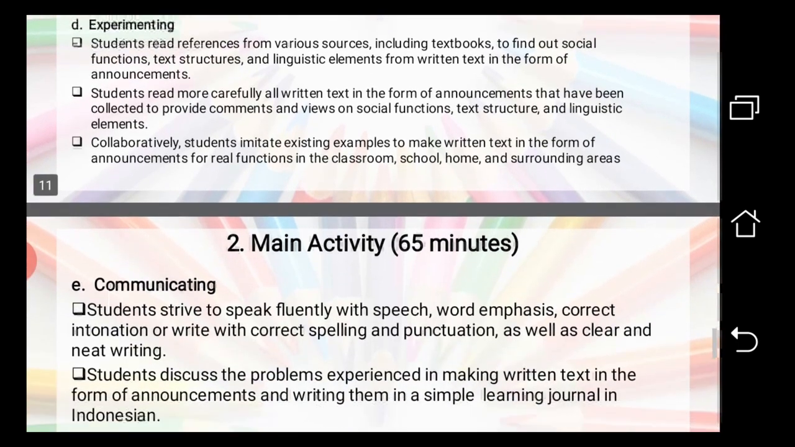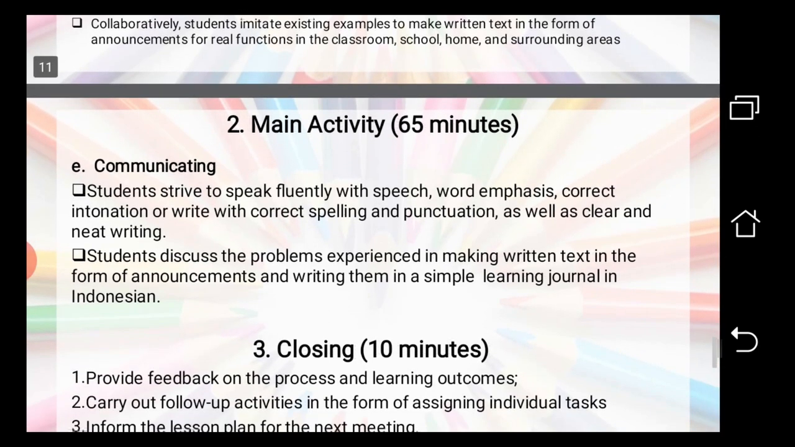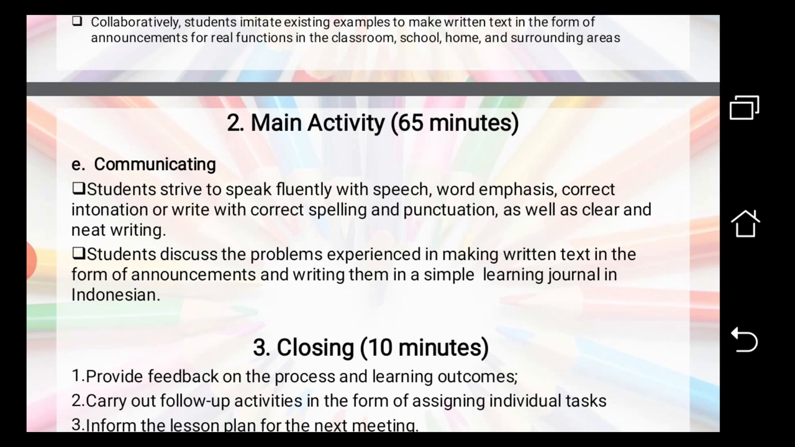The last stage here is communicating. In this stage, students strive to speak fluently with speech, words emphasized, correct intonations, or write with correct spellings and punctuations, as well as clear and neat writing. And then students discuss the problems experienced in making written text in the form of announcements and write them in a simple learning journal in Indonesian.